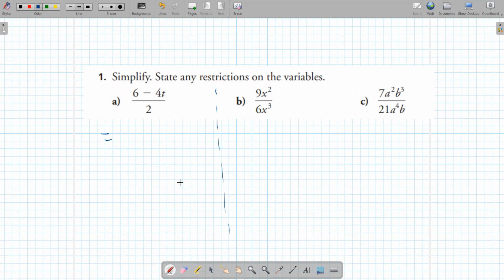A 2, yeah, and you're left with 3 minus 2t, and there is another 2 at the bottom like this, and they cancel out. So the final answer is simply 3 minus 2t. Now, does this have any restrictions? What would be the restrictions here?